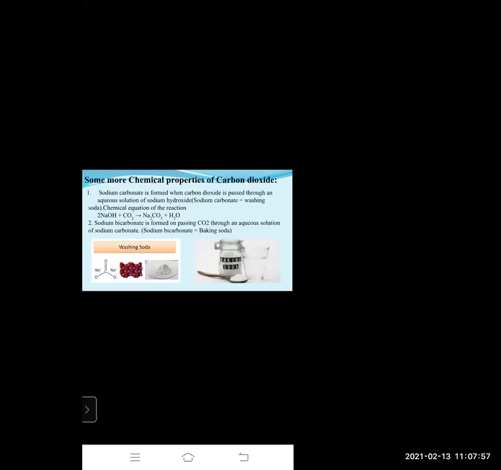Good morning, everyone. I am Pratiksha Bhalerao from Tank Road MPS Secondary School, Bhandup. Since a few days, we are learning about carbon, and yesterday we saw the solubility tests for carbon. So we'll proceed with this topic, and today we are going to learn about some more chemical properties of carbon dioxide. Sodium carbonate is formed when carbon dioxide is passed through an aqueous solution of sodium hydroxide.